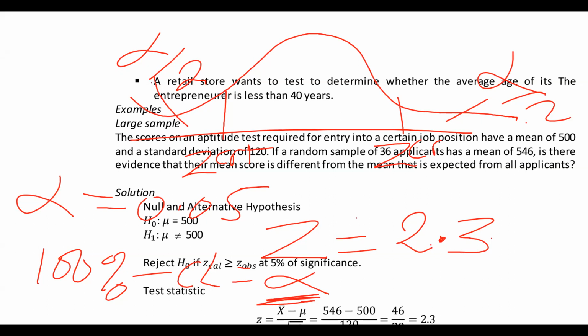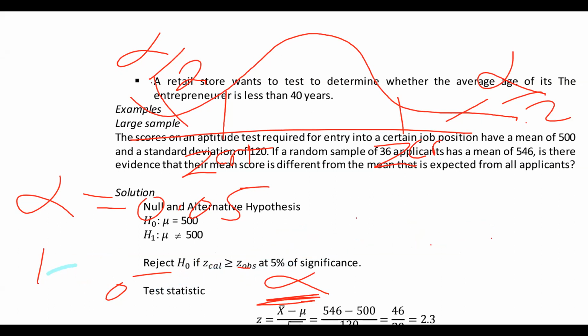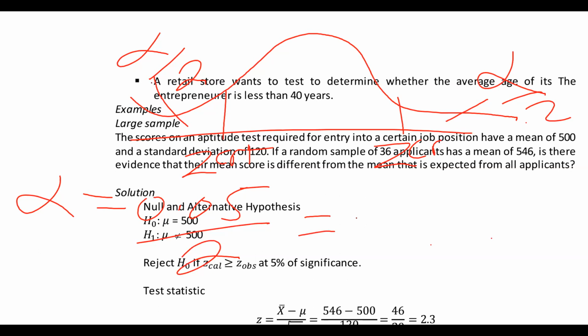Yes. Okay. So now, since this one is double-tailed, we say that this significance level should be divided by 2. What do we get when you divide that by 2?